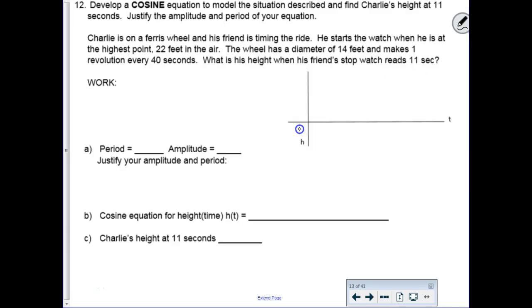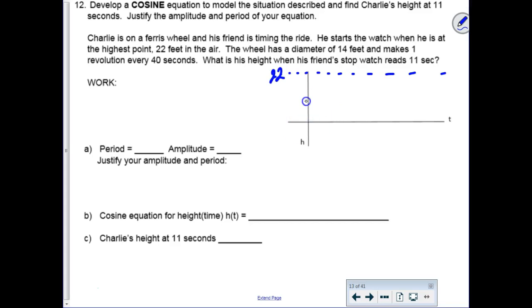All right, keep going. This is where you will need to use your calculator, so make sure you're in radian mode. But first, we need to do some sketching to figure out what's going on. Oh, it's another Ferris wheel. Okay, so our Ferris wheel. He starts the watch when he is at his highest point, which is 22 feet in the air. So I'm going to call this 22.